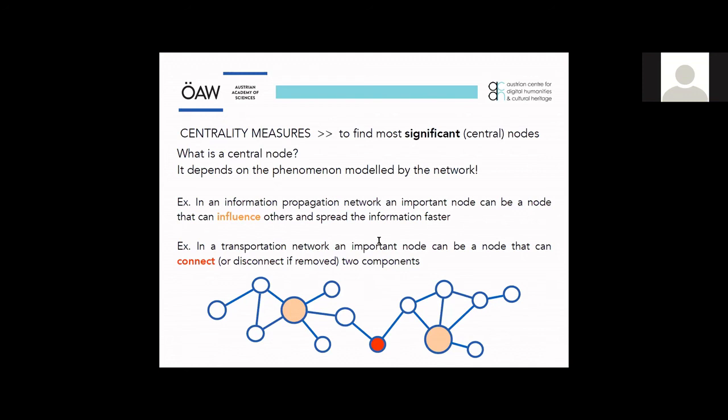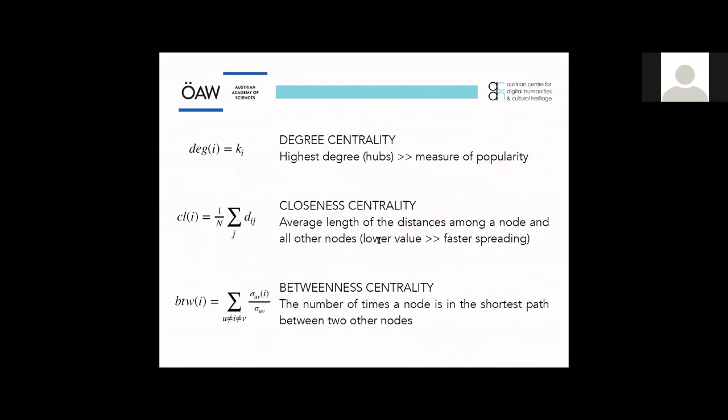But, for example, in a transportation network, an important node can be a node that can connect or disconnect two components. So, for example, here we have this red one that is very important, because if we remove it, the network disconnects.